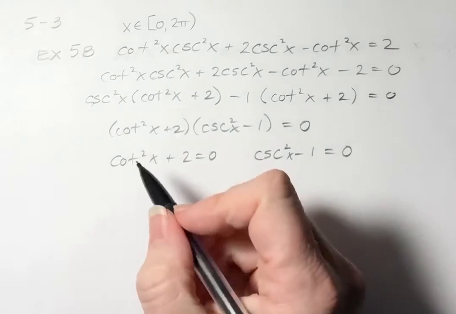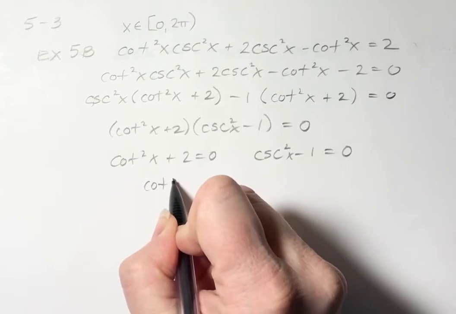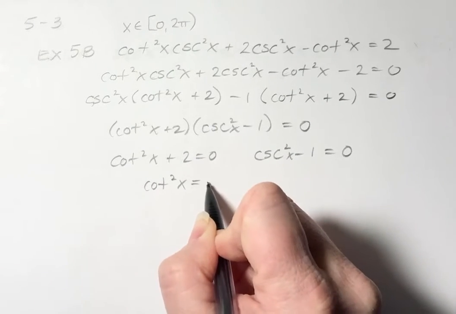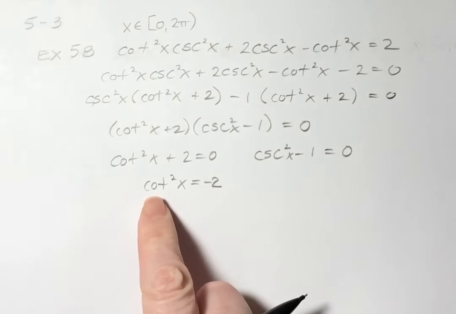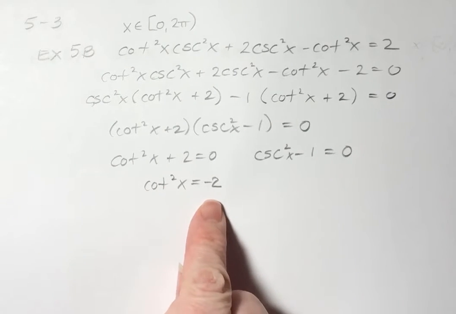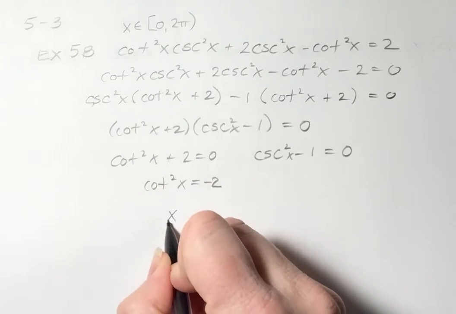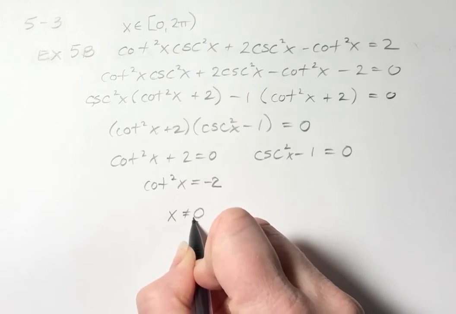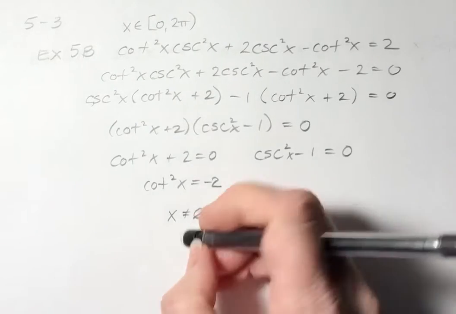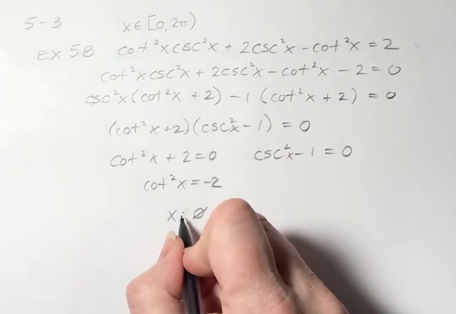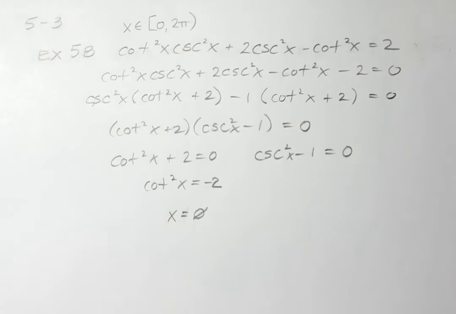Now look what happens here. Cotangent squared of x equals -2. I have a trig function squared equal to a negative. Here's the first time we've seen this. This one doesn't have any solutions, okay? And I guess this is x equals the empty set.